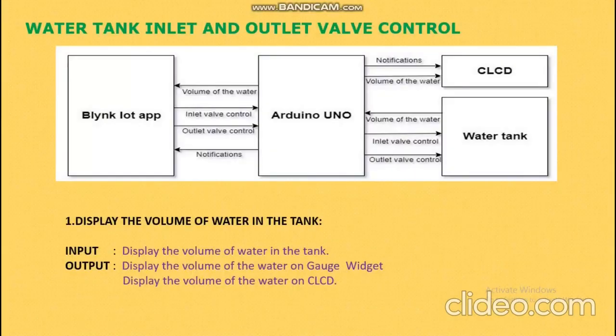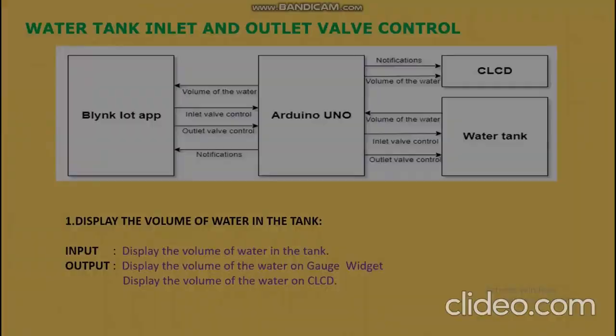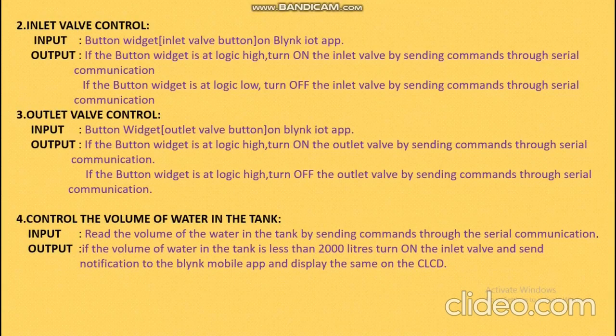And lastly, we have to control the volume of water in the water tank by turning on and off the inlet and outlet valves of the water tank, reading the values of the water level through serial communication and displaying it on the CLCD. Firstly, we are going to read the volume of water in the water tank. This can be done by sending commands through serial communication, fetching the data of the water, and displaying it on the CLCD.